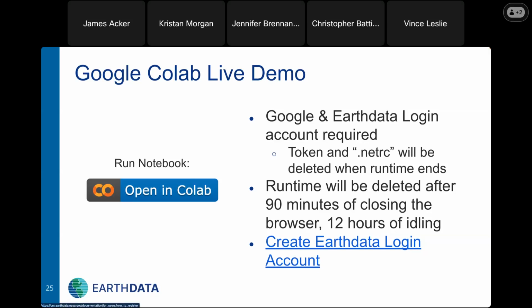And then all you need is a valid email to be able to do that. So you can pick any username or password you want. You don't even have to put your real name in it, but it does need to be connected to an email that you can have access to validate it.